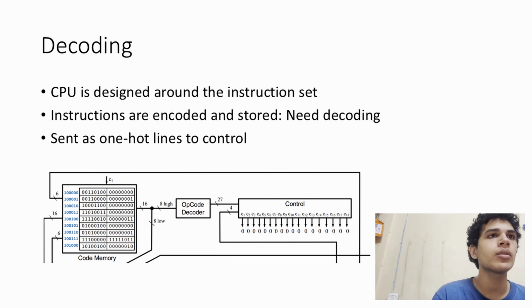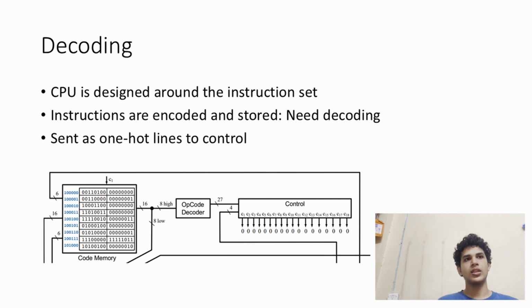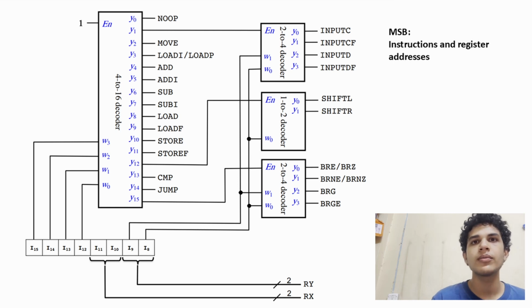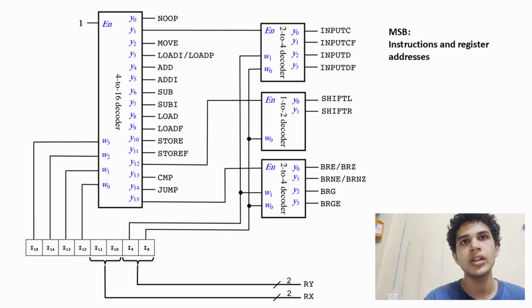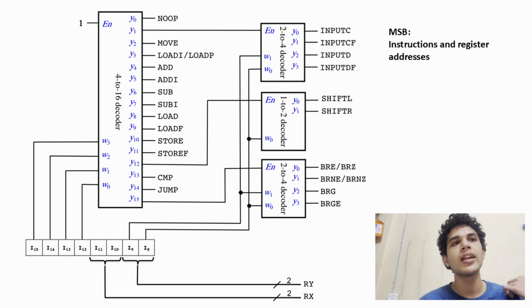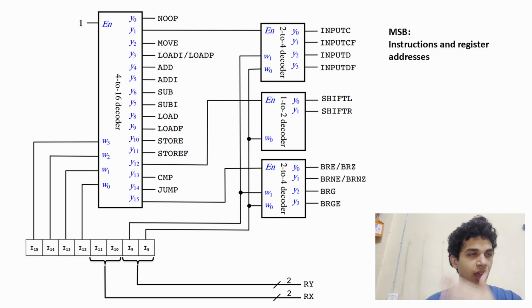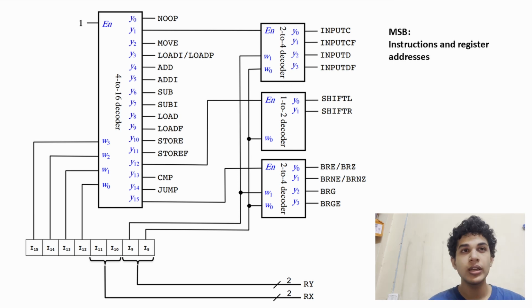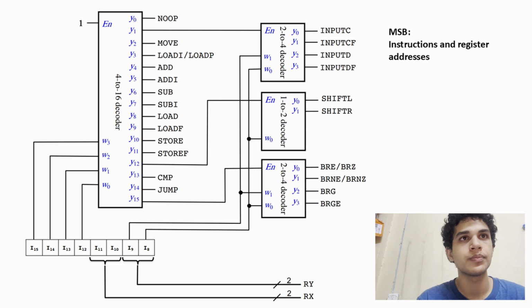Now let's talk about the second part of the CPU, that is decoding. So now we know that the program counter has sent the address of the next instruction and has fetched it from the program memory. Now the program memory has the instruction, and the CPU is required to decode this instruction to execute it.